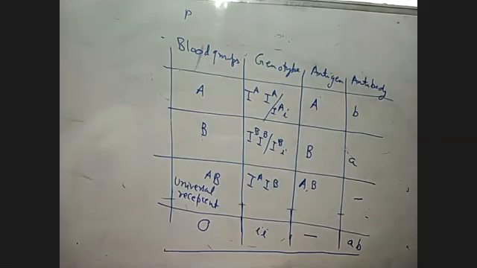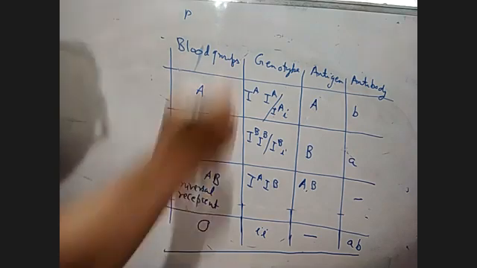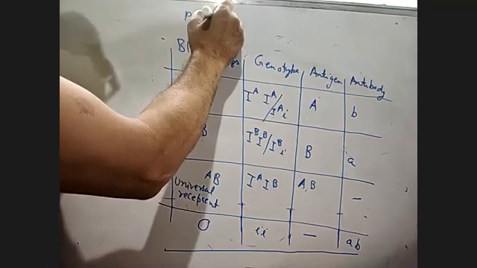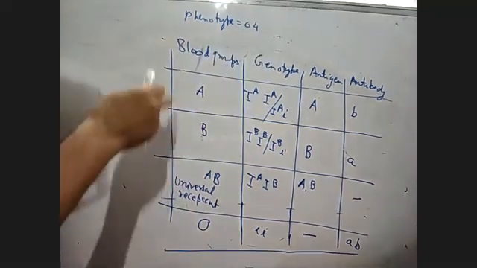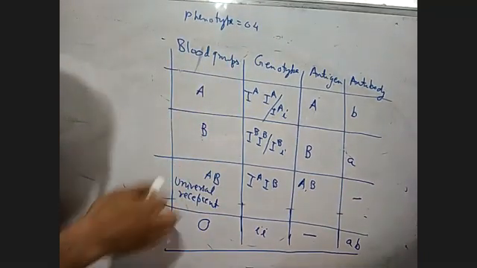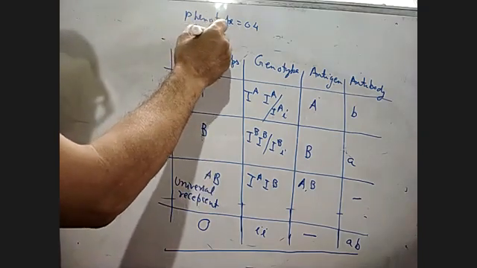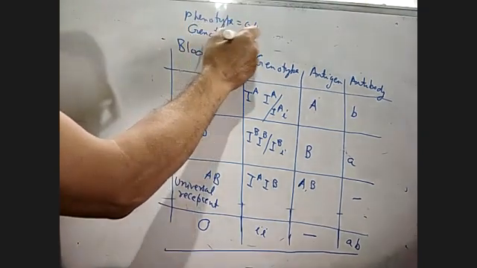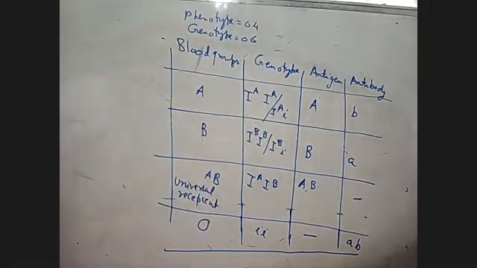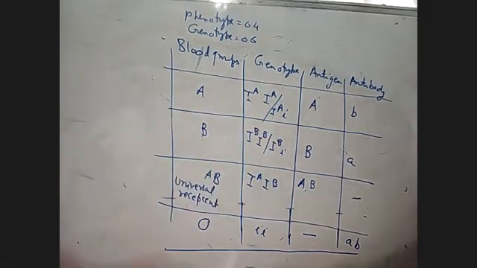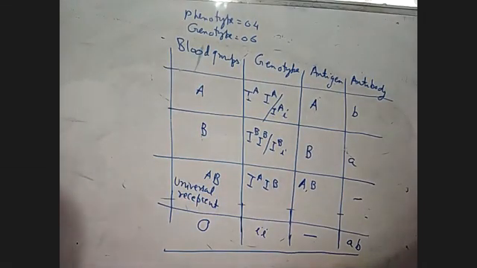Okay, now I think it's clear to you. So now we go to phenotype, which is 4. We can get 4 phenotypes here: A, B, AB, and O, and the genotype will be 6. Okay, 1, 2, 3, 4, 5, and 6 genotypes are there. After that, these are the blood groupings here.